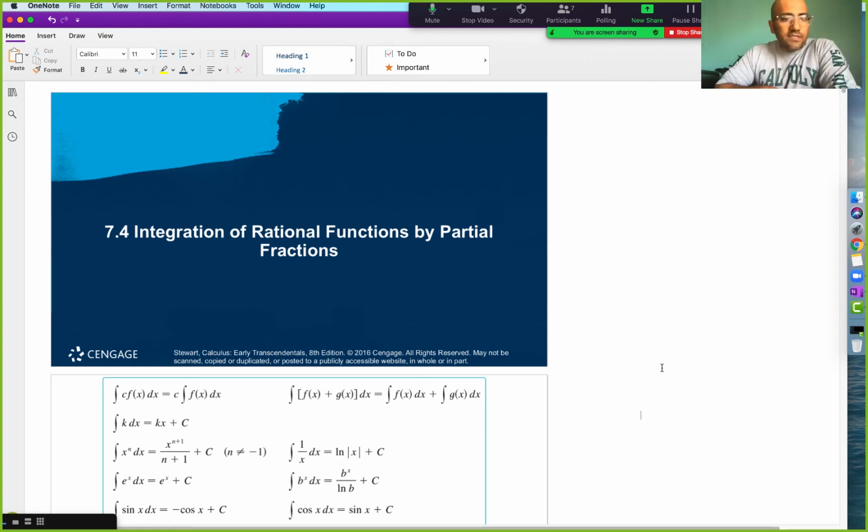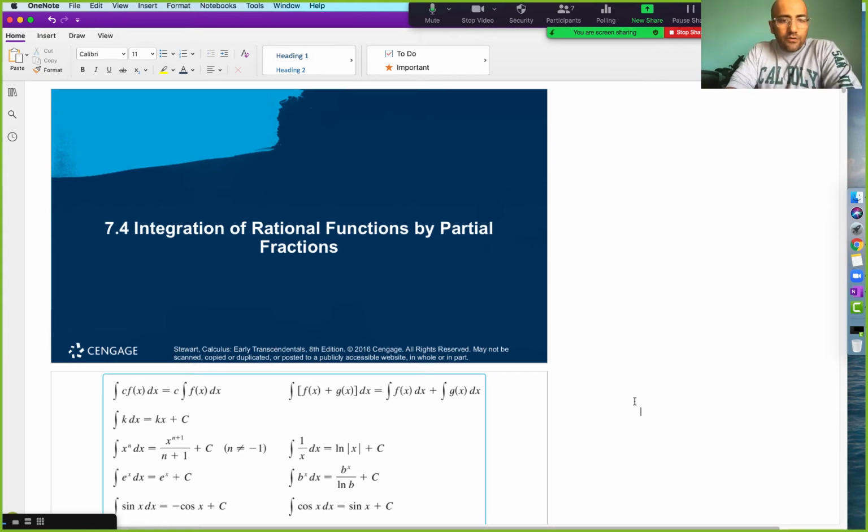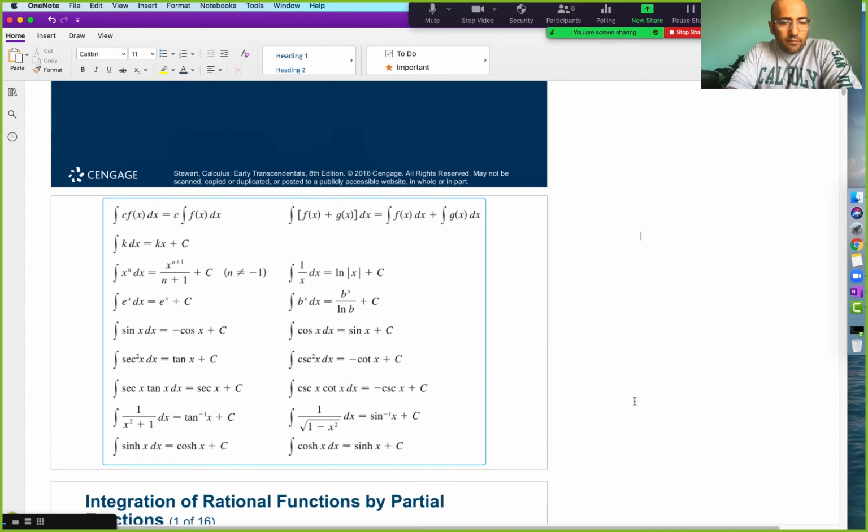Okay, so section 7.4, integration of rational functions by partial fractions. All right, so first let me provide a little table here of some of the straightforward integrals that we should be able to do already. All the way back here where we just have some of the rules of integration. Right? So a constant can be pulled out of the integral, constant times the integral of the function. Right? So some of these are classics by now.